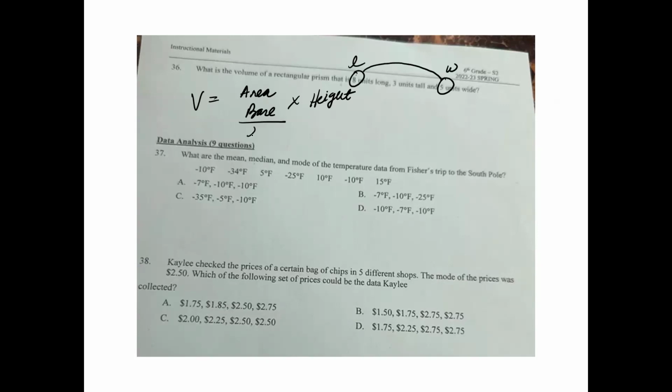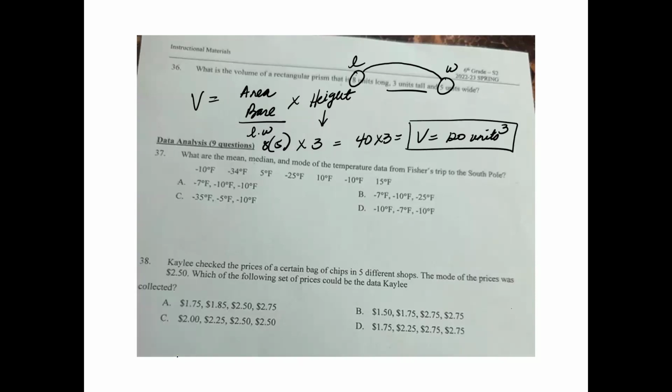So that is length times width, which is 8 times 5, times the height. How tall is it? 3 units. So 8 times 5 is 40, times 3 is 120. That's your answer. Usually when it's a prism, it's just length times width times height, because the length and width give you the area of the base. Okay, number 37.